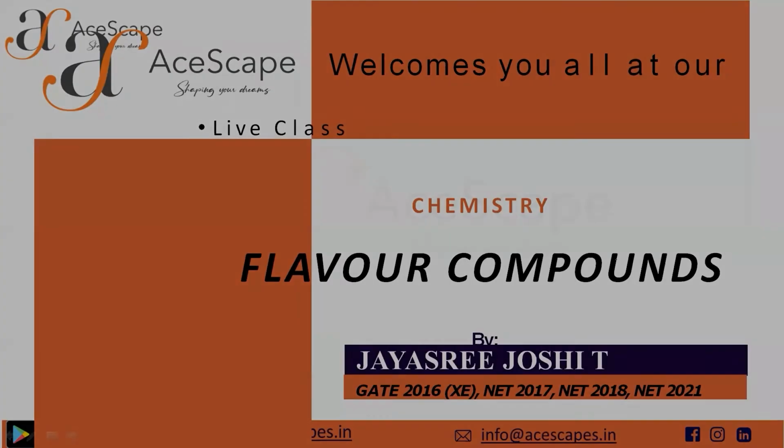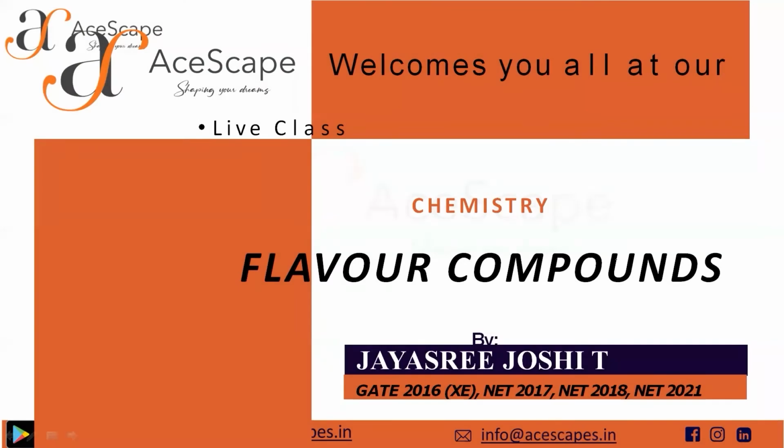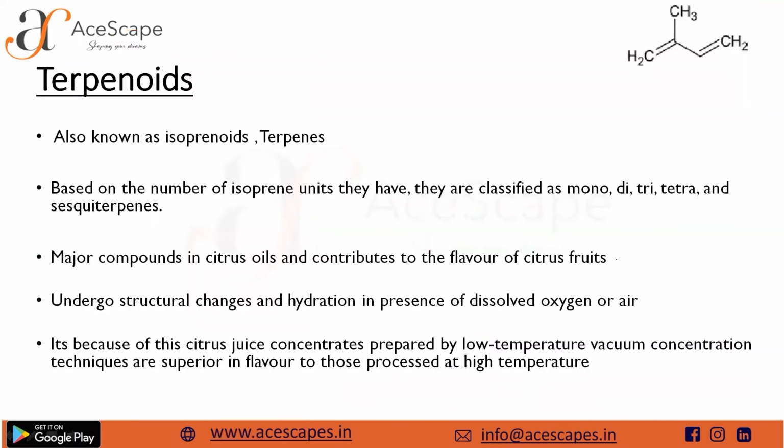Today we are going to see which are the compounds that are giving flavor to our food. So we'll see one by one. The first category of compounds is terpenoids. These terpenoids are also known as isoprenoids, terpenes, etc.